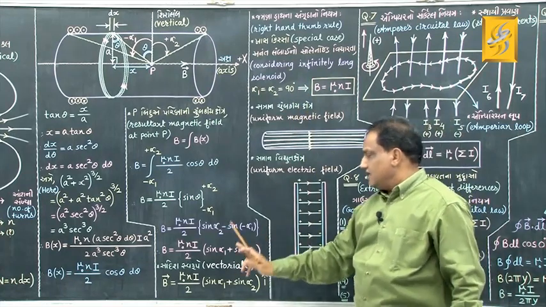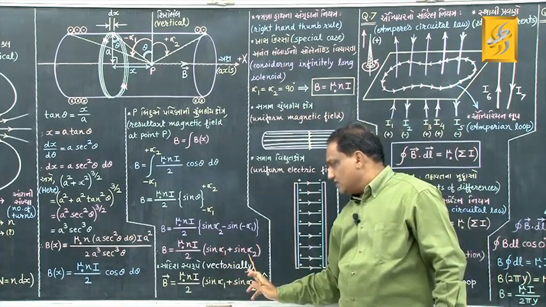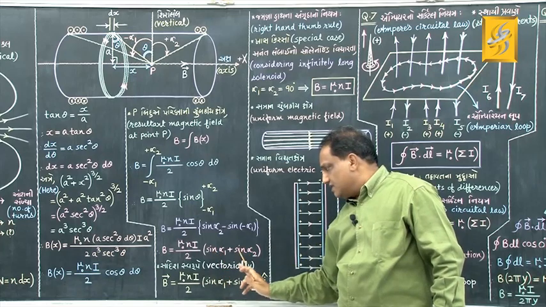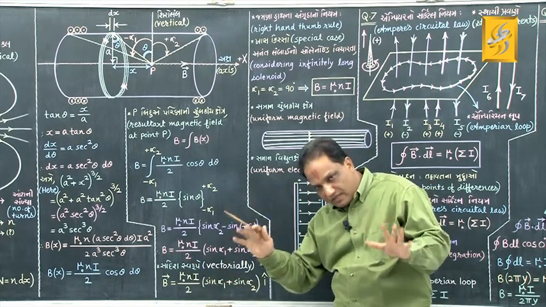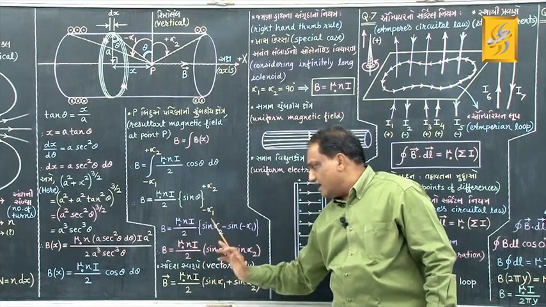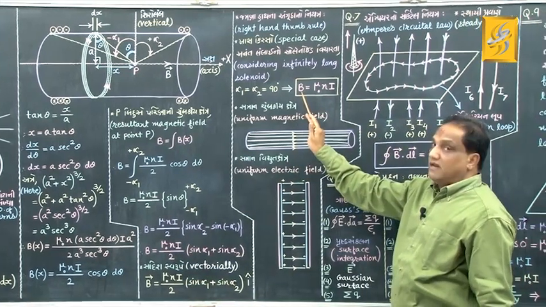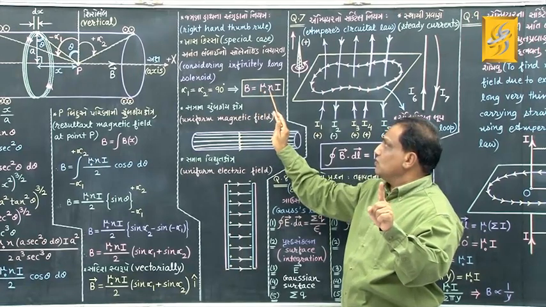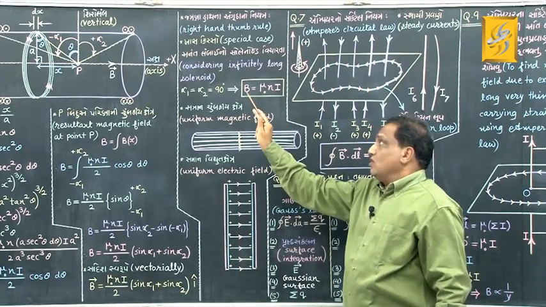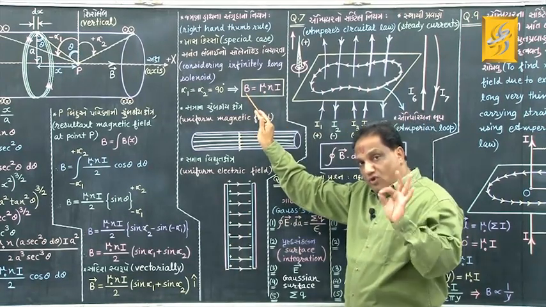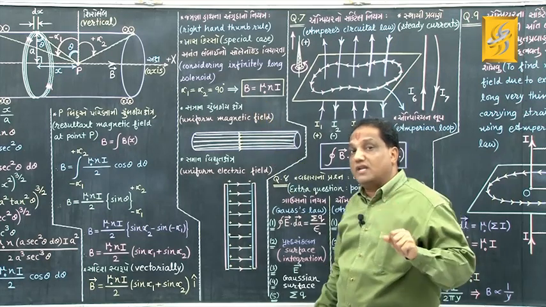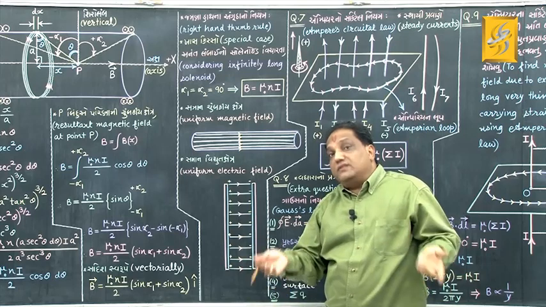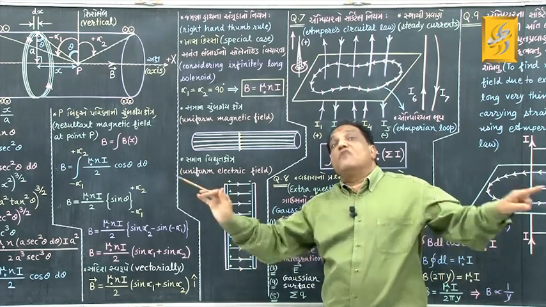Just put those values here. This is 90 degrees, this also is 90 degrees. Sin 90 is 1, sin 90 is 1, 1 plus 1 is 2, these two and these two will cancel, giving you mu 0 Ni. So at that time the magnetic field will be mu 0 Ni. And because we are going to have the same magnitude of magnetic field at each inside point in the infinitely long current carrying solenoid, we can say the inside magnetic field will be uniform.